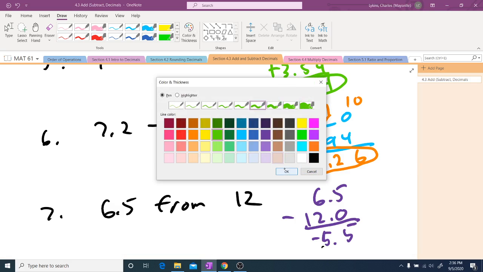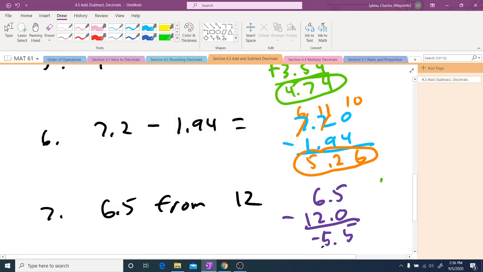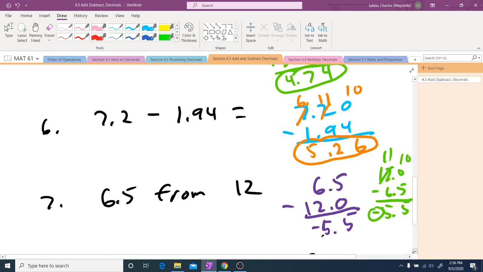And the reason why we're borrowing is because really you could say 12 point right here minus 6.5. 0, this is when you borrow from right here. Makes that a 10. 10 subtract 5 is 5. 11 minus 6 is 5. And since I've switched the signs, you have to put that there because that's where it becomes negative.